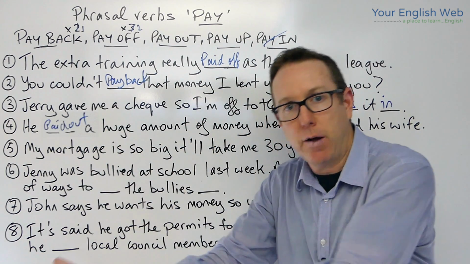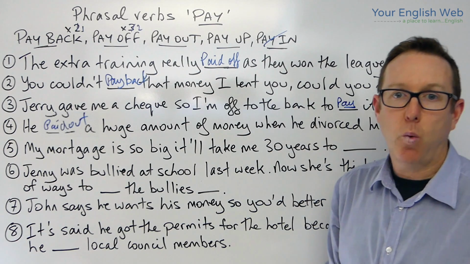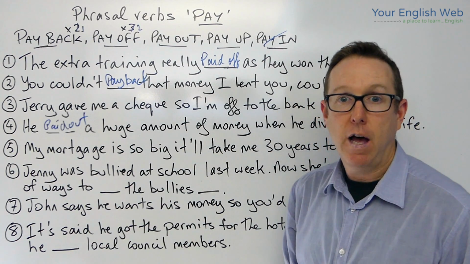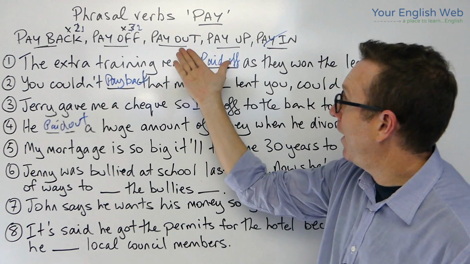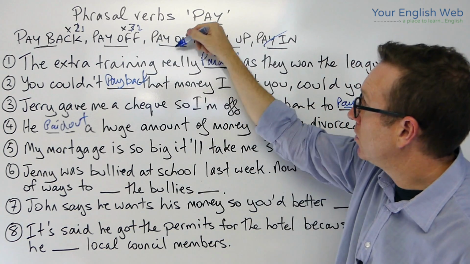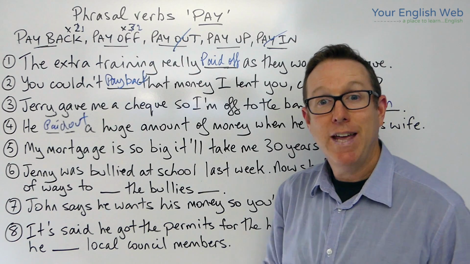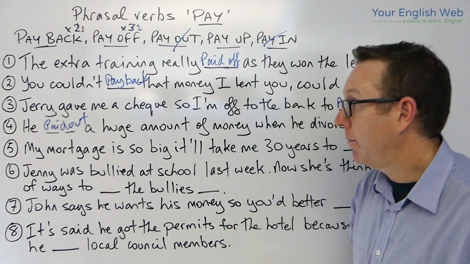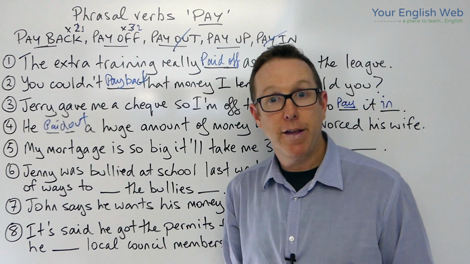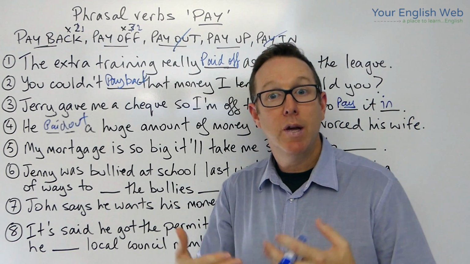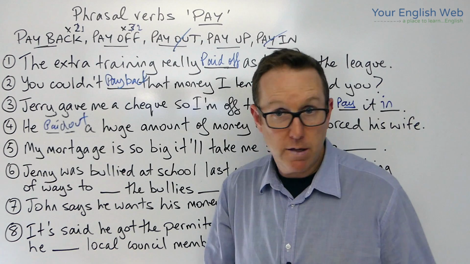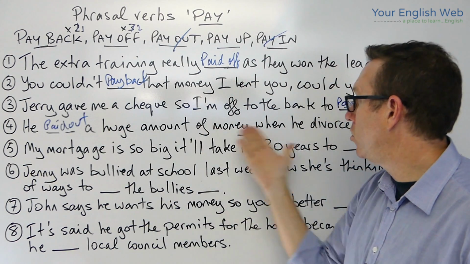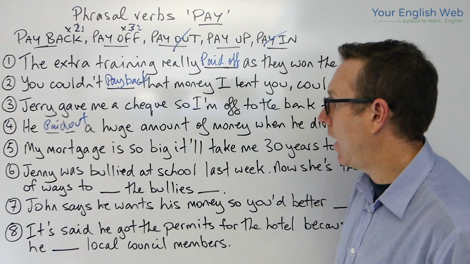He had to pay out a large amount of money when he divorced his wife. He had to give his wife a lot of money. He had to pay out. Okay, so we'll cross one of those off. He had to pay the money out to his ex-wife. Okay, a big amount, probably half of everything that he had when they decided to get divorced. Okay, he had to pay a huge amount of money to his ex-wife.